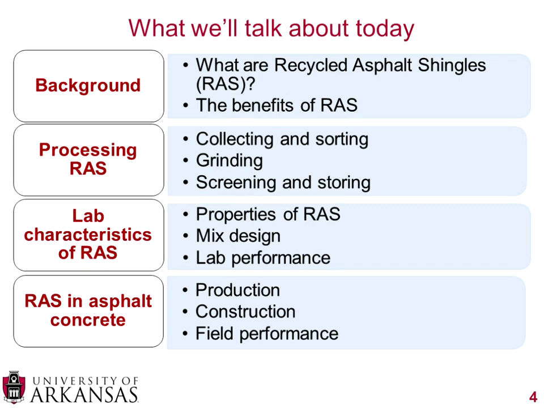So we'll start out with some definitions. What are recycled asphalt shingles, or RAS, and what are some of the benefits of those? We'll talk a little bit about processing RAS. There are 5 different steps: collecting, sorting, grinding, screening, and storing. We'll talk about the lab characteristics of RAS, and this will go from the properties of the RAS itself to incorporation of RAS into the mix design, and then also to the lab performance of mixtures that have RAS incorporated into them. And then finally, the 4th and final section will discuss the production, the construction, and the field performance of RAS.